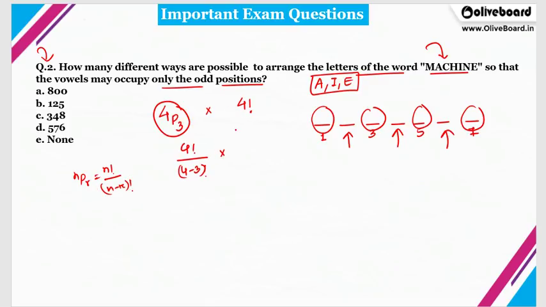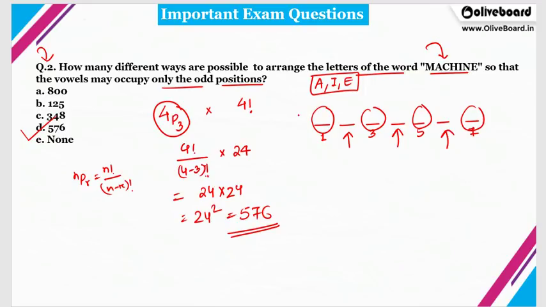4 factorial is what? 24. So this is 24. Again, if I cancel this one, this will be 4 factorial, again 24, and 4 minus 3 is what? 1 factorial. 1 factorial is 1 only. So this is 24 into 24, or I can say 24 squared, which is equal to what? 576. So in this case, my answer will be what? 576. Okay, I hope that this question is also clear.